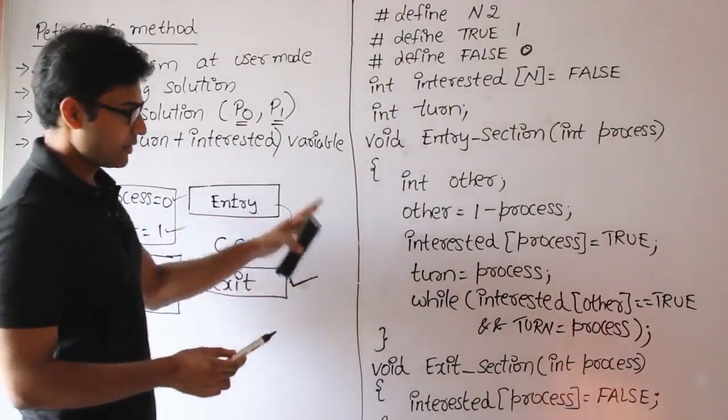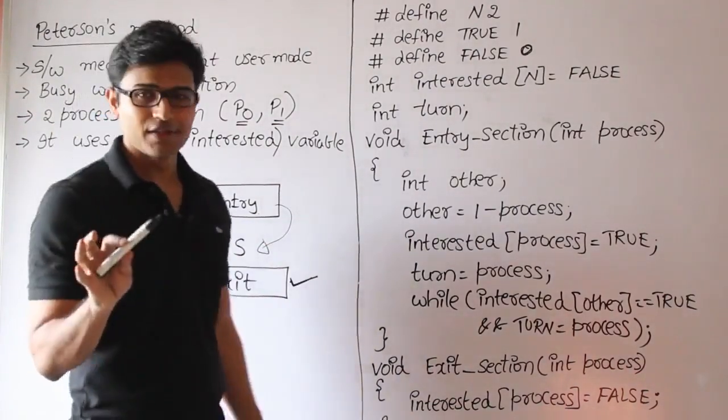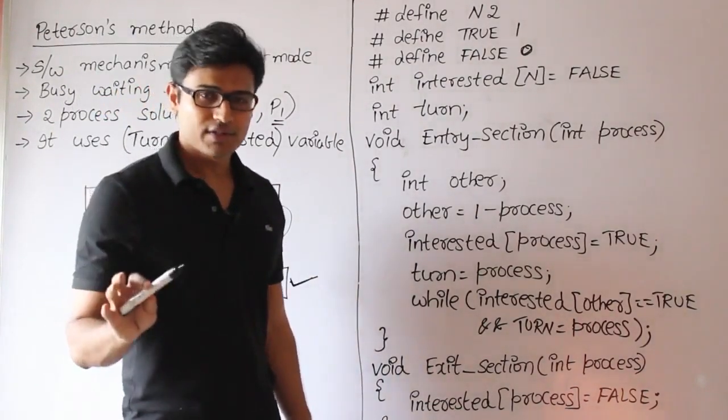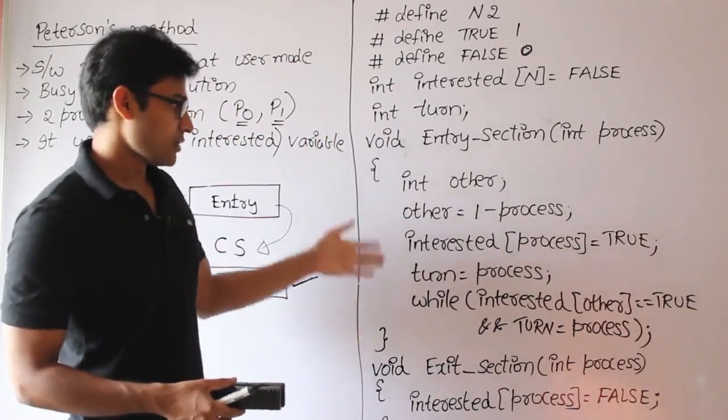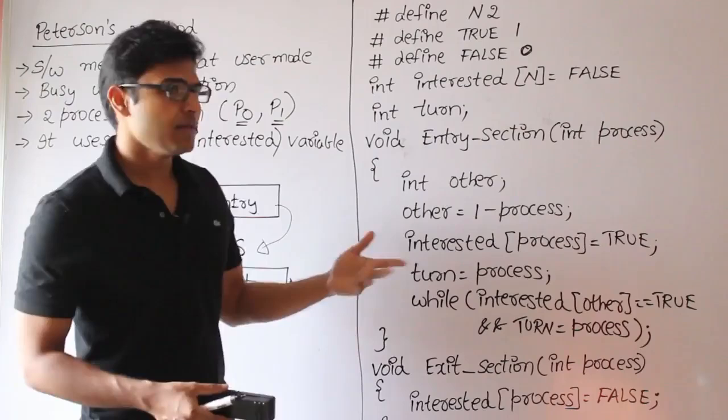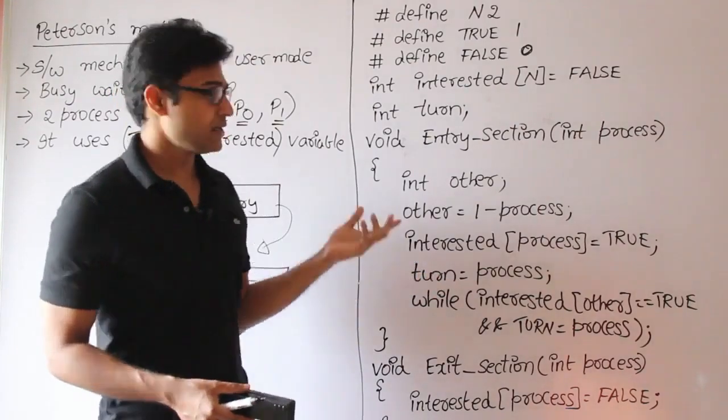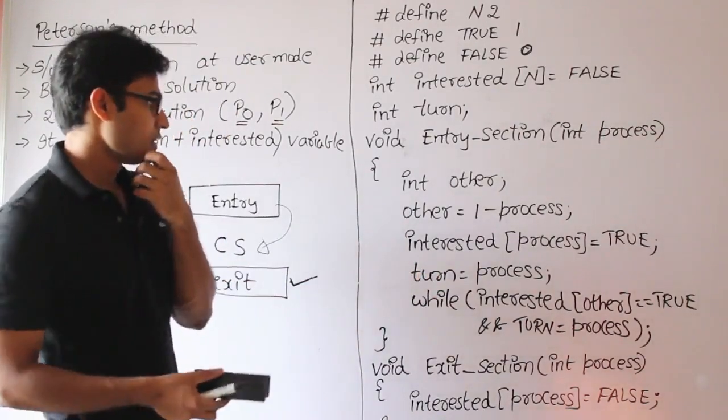Okay, that is how the algorithm is. I don't think that you understood anything here. I'll take two processes and then I'll show you what happens if they execute these statements in any order. I'll just show you in the next video.